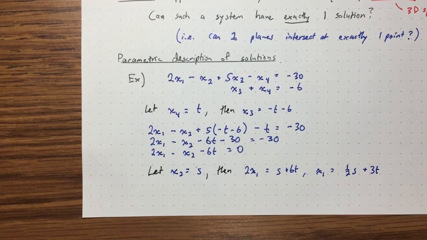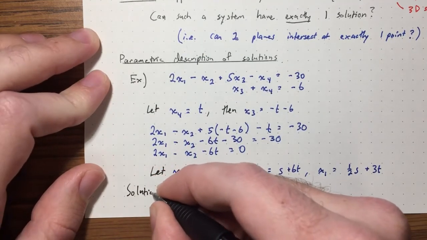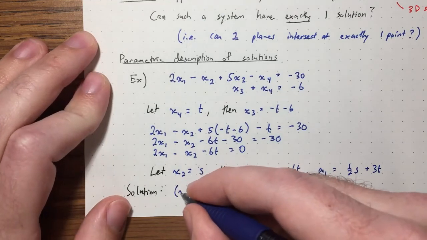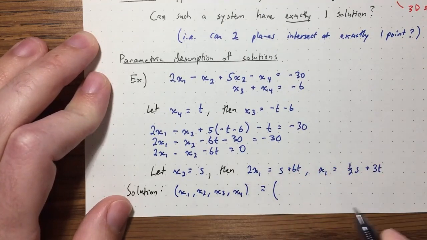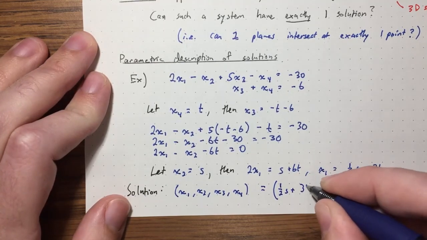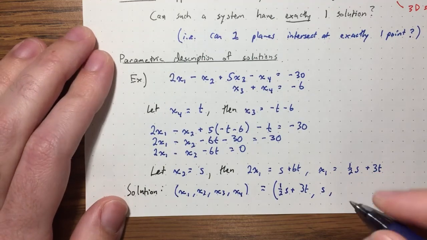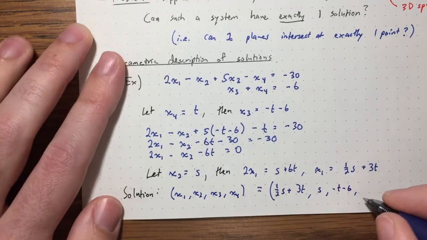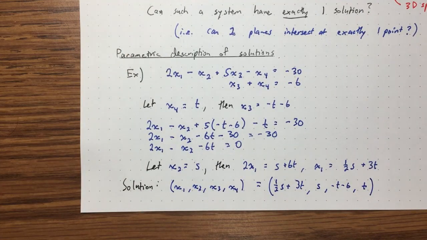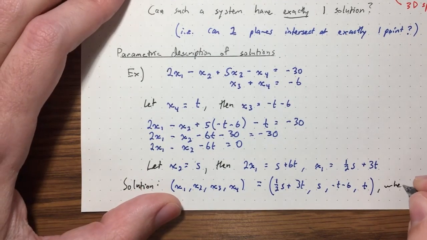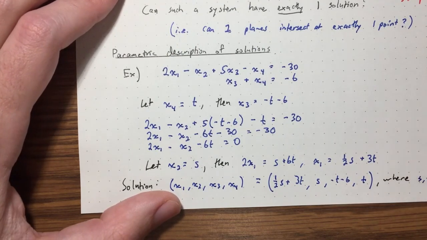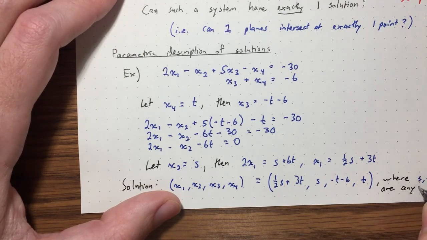Okay, great. So I'm going to write down the solution that we just found. So the solution is x1, x2, x3, x4 equals, what is x1? x1 is 1/2 s plus 3t. x2 is s. x3 is minus t minus 6, and x4 is t. And you can actually test this out. If you plug this into these equations, everything just ends up canceling out. You get a true statement. You get 0 equals 0 on both sides. Okay, well, what is s and t? Where s and t are literally any numbers.